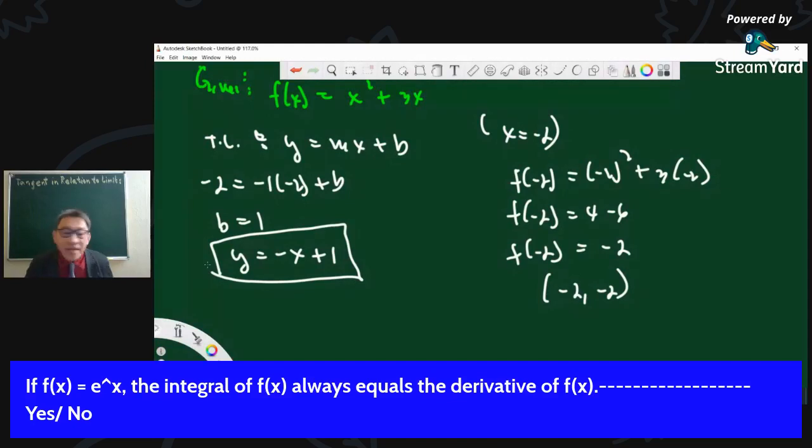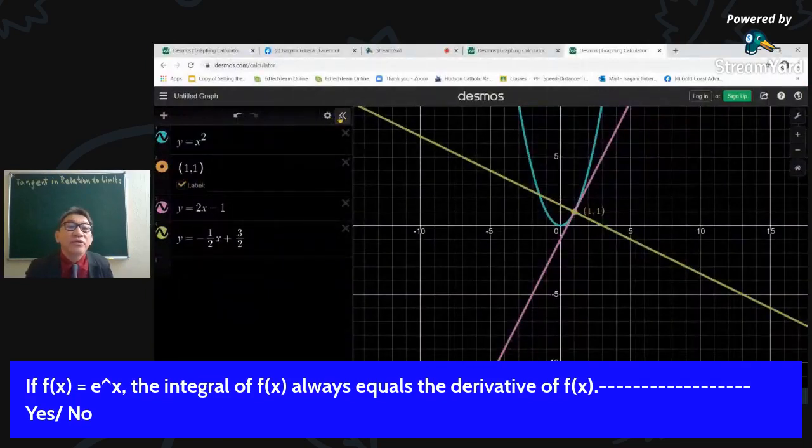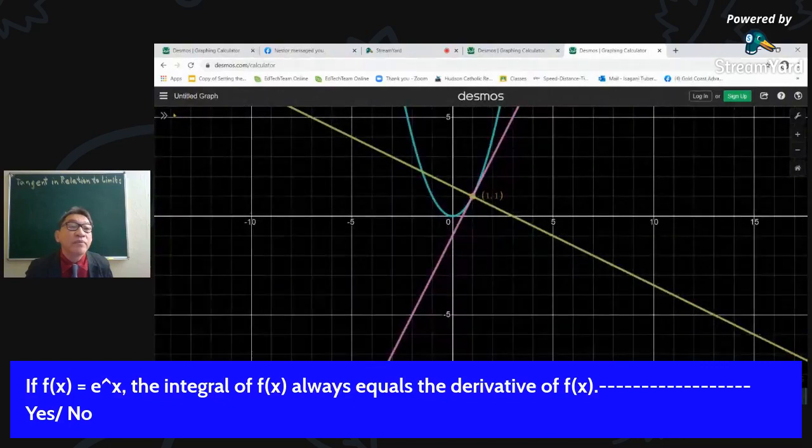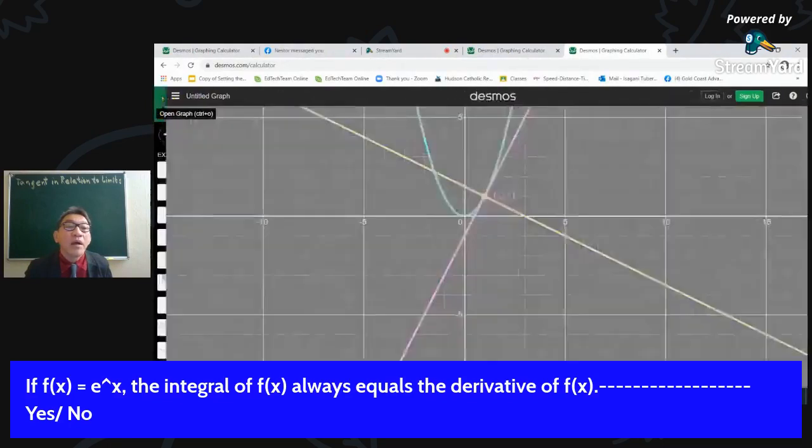Okay, so let's plot it. It's 3x squared plus 3x. Let's use our decimal graph. I am going to delete this one now.